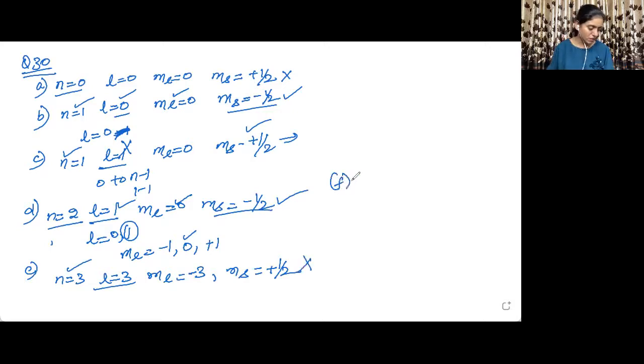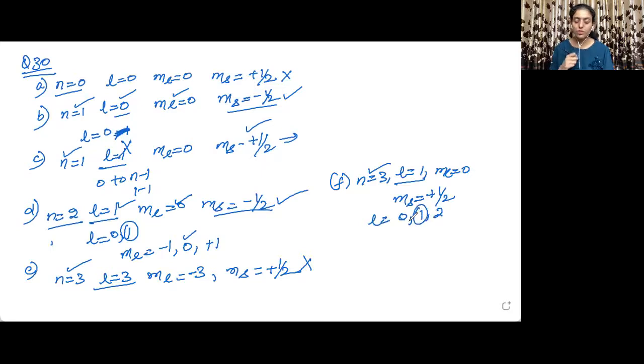Then F part is N equal to 3, L equal to 1, ML equal to 0, MS equal to plus half. Okay, N equal to 3, possible. L equal to 1, possible because L will be equal to 0, 1 and 2. So ML will also be possible because when L is 1, it will be minus 1, 0, plus 1. MS half is always possible. So the last part is possible.